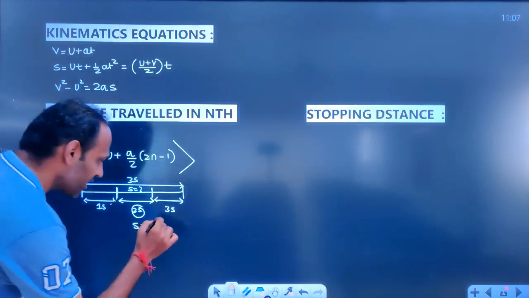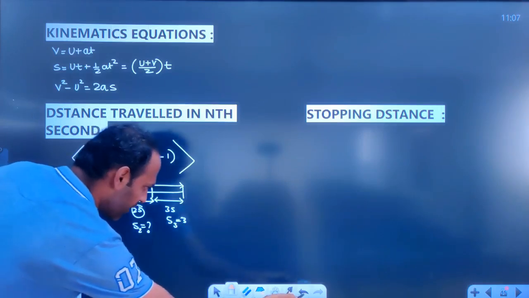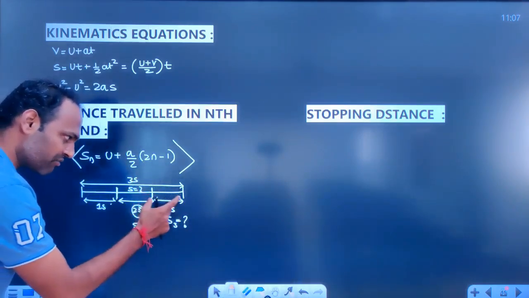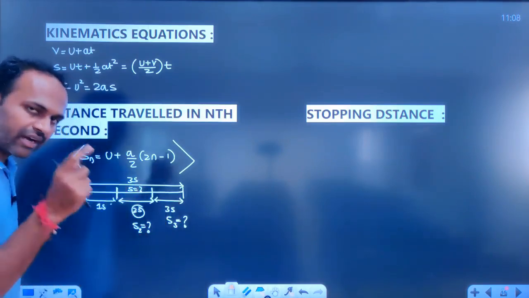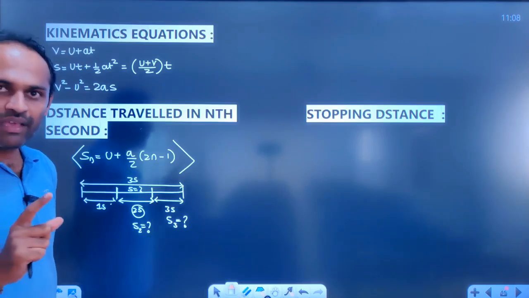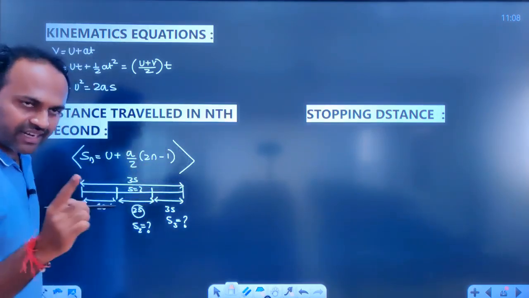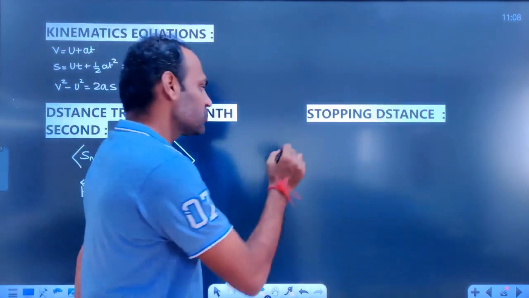If you want distance traveled in the third second, only the third second, we don't want first to third second, not from here to here. I want only the distance traveled in this time interval, the third second. Only the distance traveled within that time instant is needed. So at that time you can use this formula. So this is distance traveled in nth second. This is the total distance traveled. That is the difference.